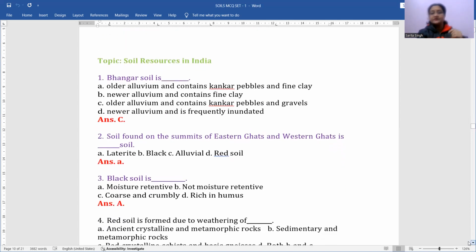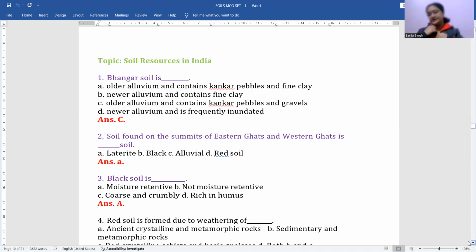Soil found on the summits of eastern and western Ghats is laterite. Okay, as we discussed in the earlier video also, लेटराइट सॉइल जो है वो जनरली आपको समिट्स पे, राइट, कोई भी माउंटेन्स या हिल्स के समिट्स पे लेटराइट सॉइल जनरली मिलेगा, ठीक है.